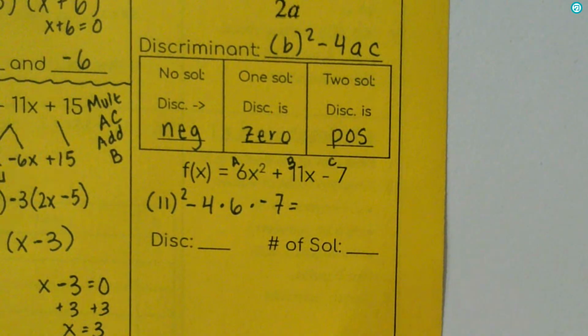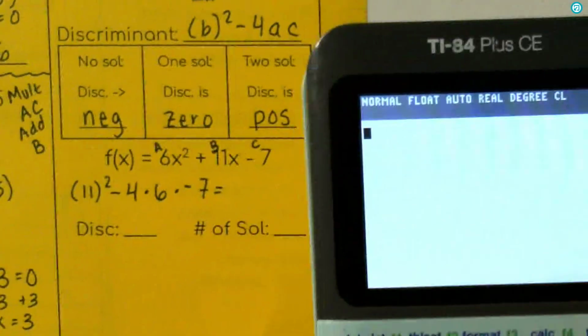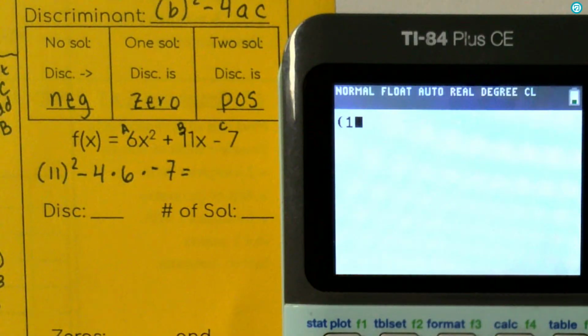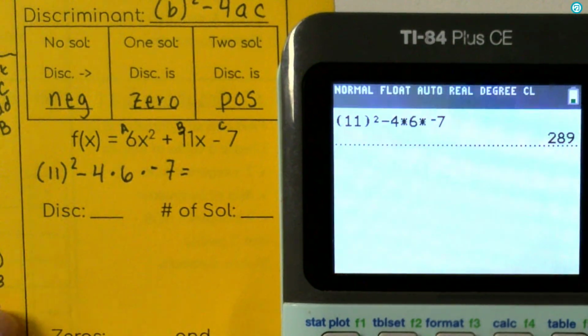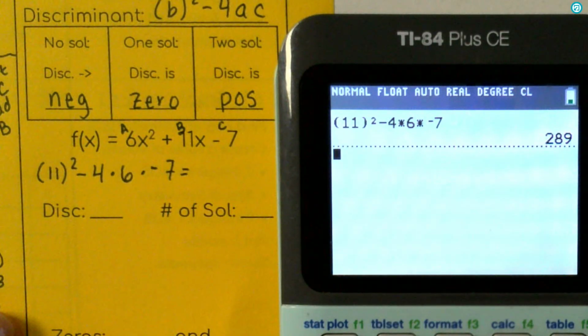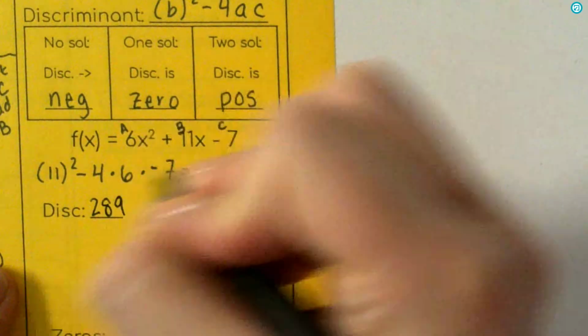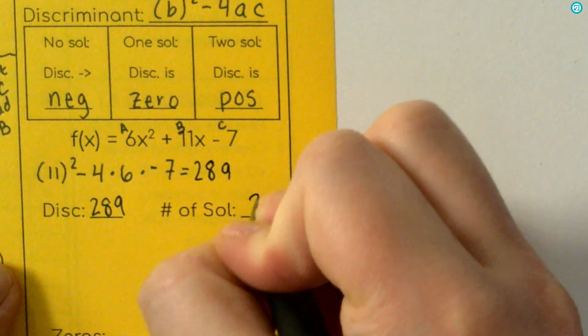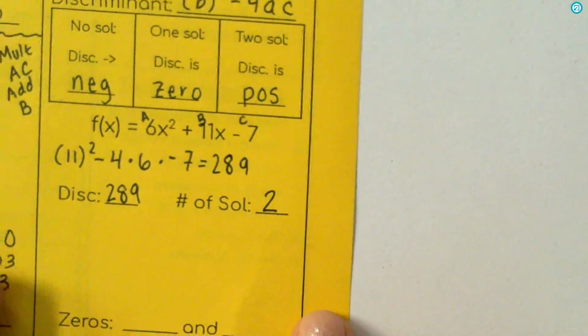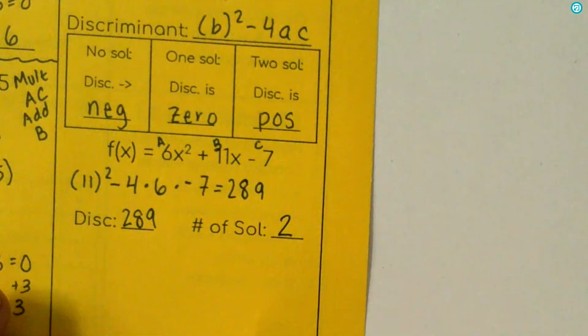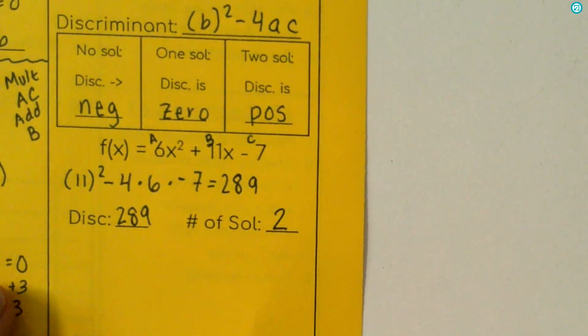And we can just throw that in a calculator. I don't know what that is off the top of my head. It's a Monday. 11 squared minus 4 times 6 times -7. I get 289 for my discriminant. Since 289 is positive, that means there's two solutions. So the discriminant equals 289. There are two solutions. Okay. Any questions about the discriminant part?